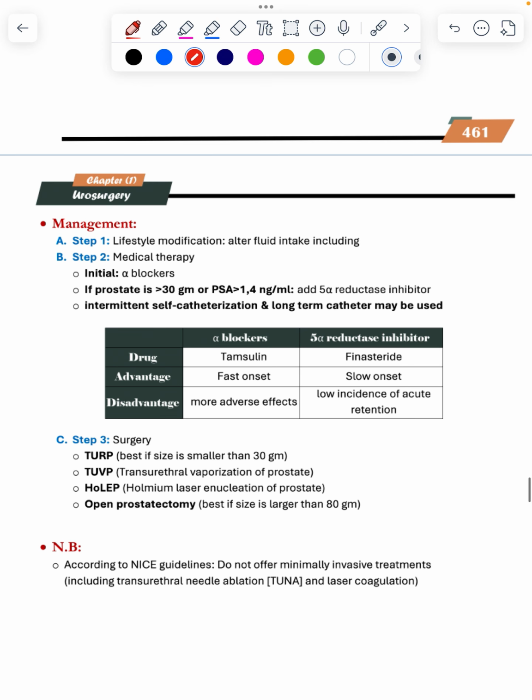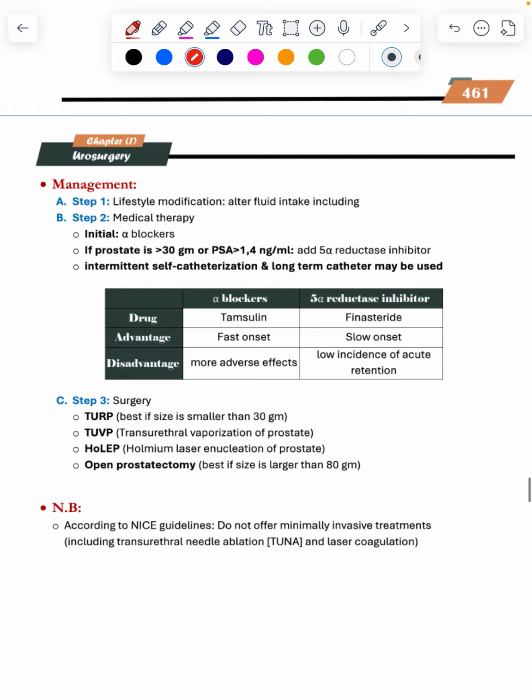So what is the management? There is fluid intake management. Medical therapy is an alpha blocker. The question coming is, if the prostate is more than 30 grams or PSA is more than 1.4, add a 5 alpha reductase inhibitor. Intermittent catheterization and long-term catheter may be used. There are two options: one is alpha blocker, and the other is alpha blocker with 5 alpha reductase inhibitor. This is another question. The 5 alpha reductase inhibitor is finasteride.